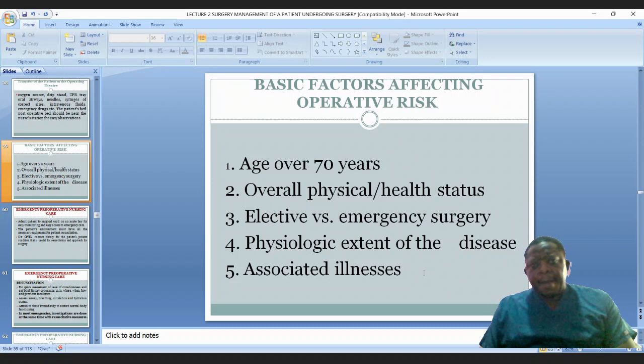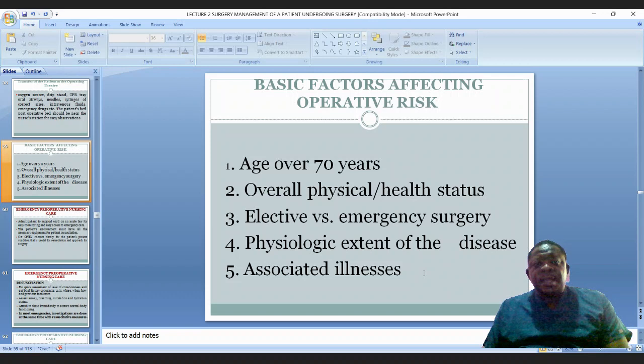I welcome you to this continuation lesson where we are looking at perioperative care. In the first part of this lesson, we looked at preoperative care. Now, in this lesson, we are going to look at emergency preoperative care, and then we'll also look at intraoperative care precautions. Those are some of the things that we are going to look at.